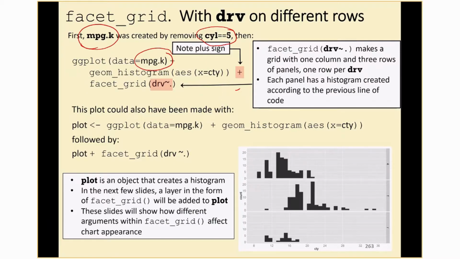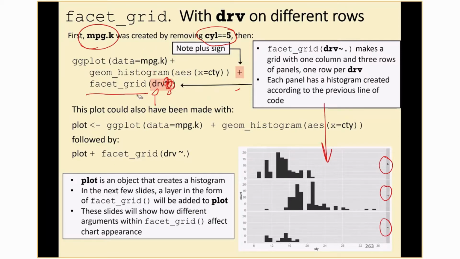Now, in order to make our facets, we're going to add the facet grid function as a layer. What I want is drive on the rows, and I want a single column. So in the row position, I put drive, there's my tilde, and then a period in the column position. So on the rows, I've got different drives, and with the period here, I've got a single column.